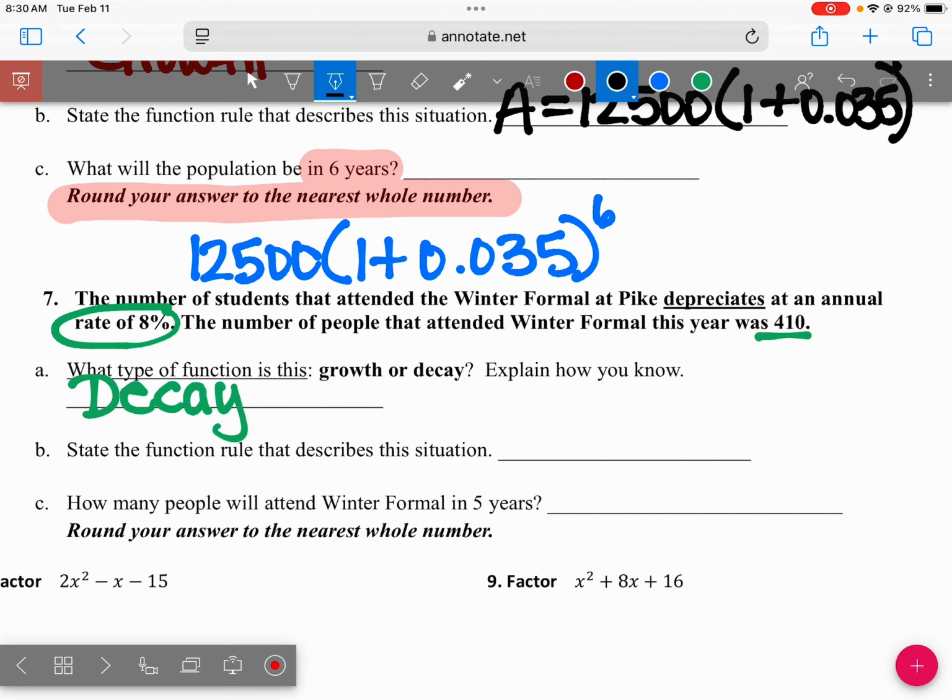So we started off with 410. Is this going to be a 1 minus or a 1 plus because it's decay? Minus. Take that 8%, divide it by 100. You always take your percent and divide it by 100.